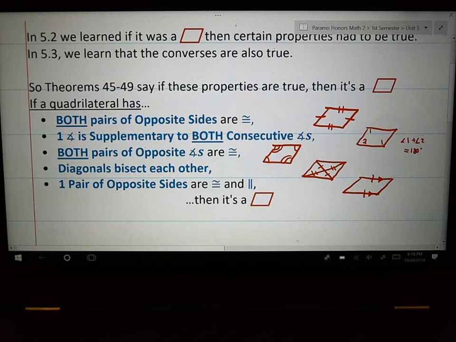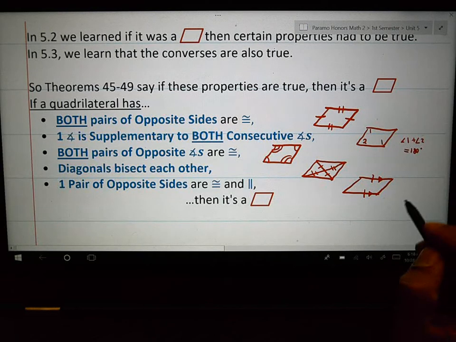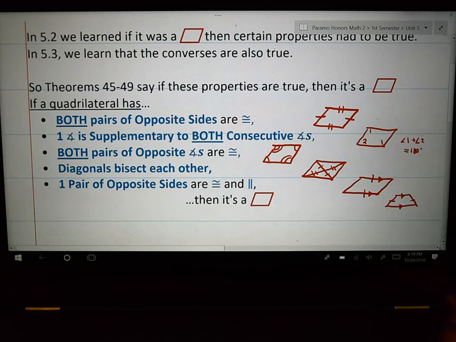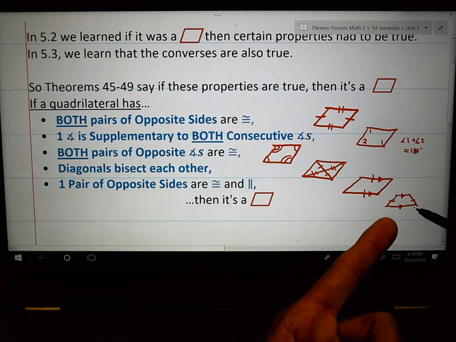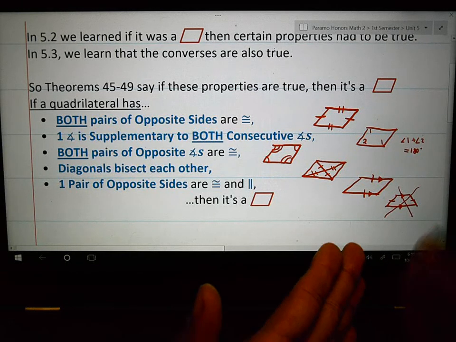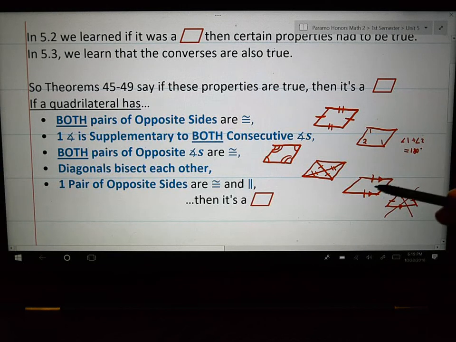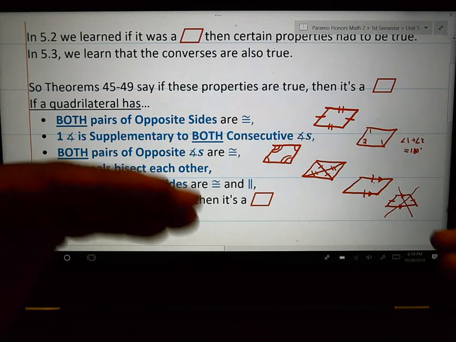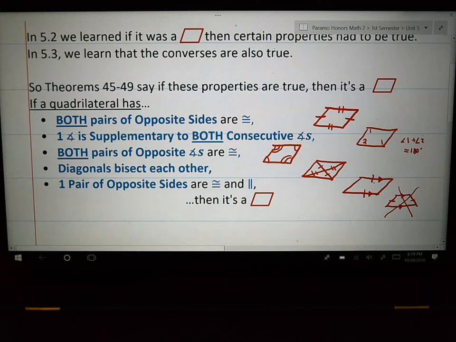Because we do not want to have the possibility of creating a trapezoid, which has one pair of parallel sides, and it could be isosceles and so on like this. Let me show you what I mean. This is parallel to this, and this is congruent to this. This is not a parallelogram. This is a trapezoid. This is not going to work. So make sure that the parallel sides and the congruent ones are the same ones. That will make it a parallelogram.